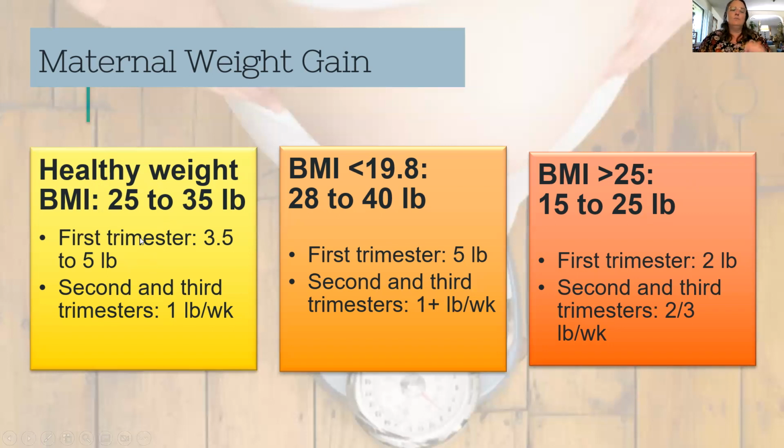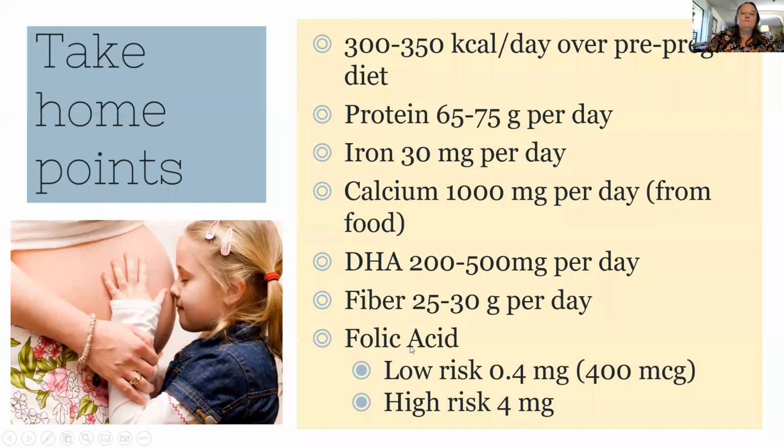And it might not be linear like this. You might not see it exactly laid out as the trimesters are listed here, but we're looking at an overall 25 to 35 pound weight gain. If the BMI is less than 19 or underweight, we want a little more weight gain, 28 to 40 pounds. And if the BMI is over 25, we want a little less weight gain, ideally 15 to 25 pounds. Again, this is what our current research tells us, but I am suspicious that this will change.